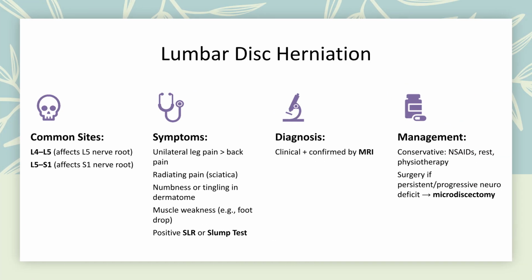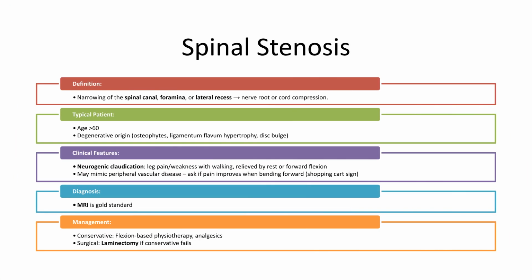Lumbar disc herniation often occurs at L4-L5 or L5-S1, causing unilateral leg pain, radiating pain known as sciatica, and potential muscle weakness. Diagnosis is confirmed by MRI. Management is conservative initially, with microdiscectomy reserved for persistent deficits. Spinal stenosis is the narrowing of the spinal canal, common in those over 60, often due to degenerative changes. Key symptoms include neurogenic claudication, relieved by rest or forward flexion. Diagnosis uses MRI, and management includes flexion-based physiotherapy or laminectomy if conservative treatment fails.